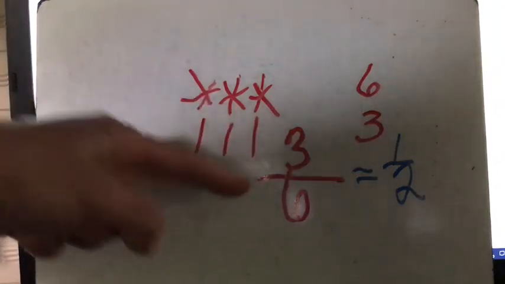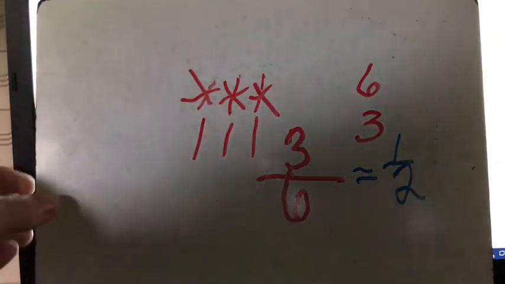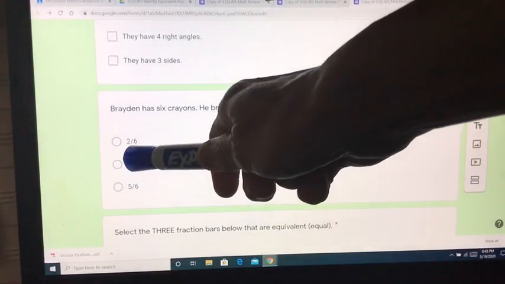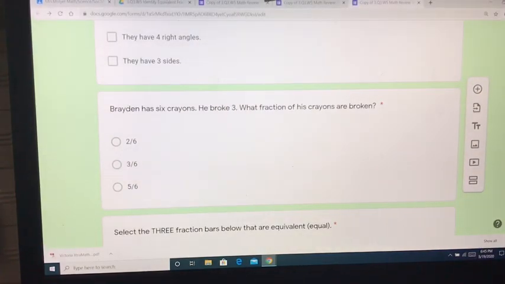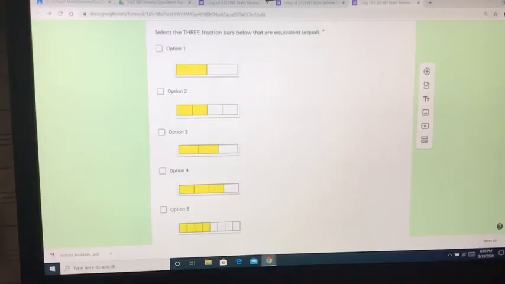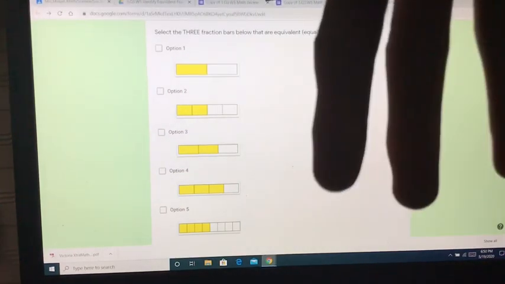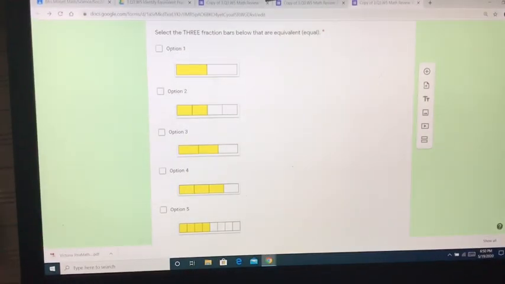So 3 is half of 6, 1 is half of 2. Let's look. They have 3/6 as the answer. 3/6 are broken. The last problem says select the 3 fraction bars below that are equivalent. So it's asking for 3, and they give us option 1, 2, 3, 4, 5. So I need to choose 3 that are equivalent. And remember, equivalent means the same thing as the word equal. They're equal, they're the same.